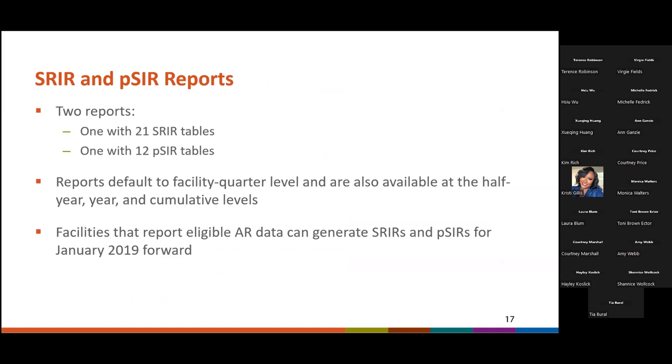Reports default to facility quarter level and are also available at the half-year, year, and cumulative levels. Reports are not available by month. Facilities that report eligible AR option data can generate SRIRs and pSIRs for January 2019 forward.